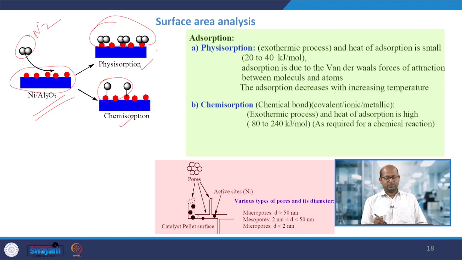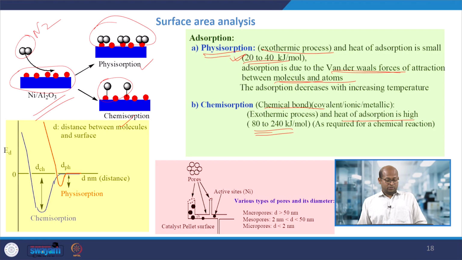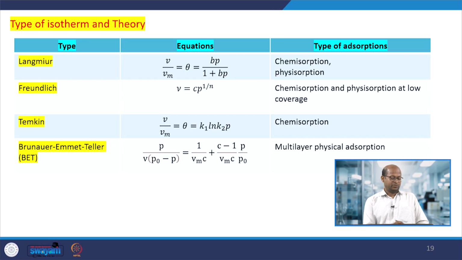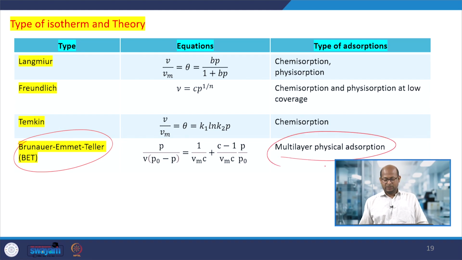So in each adsorption process both are exothermic, but the energies are different. In the case of physisorption, I said van der Waals force of attraction is there in both molecules and atoms, so the energy is very low, and in this case the heat of adsorption is relatively higher. So here the theory, before we come to the BET theory, Brunauer, Emmett and Teller developed this based on multilayer physical adsorption of nitrogen molecules.